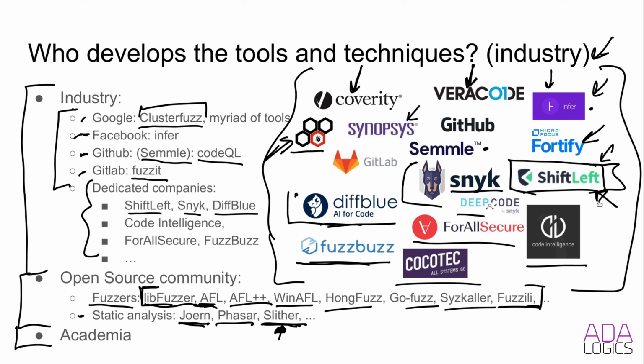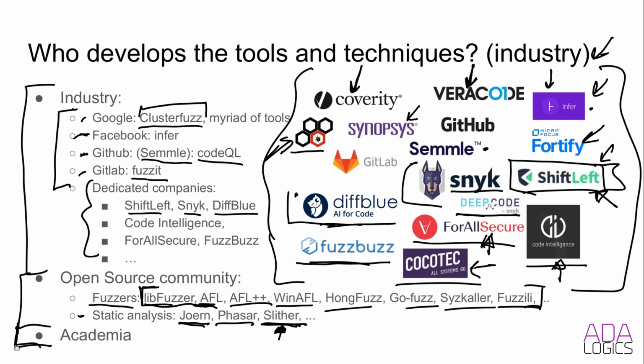I think also the technology behind Shift Left came from academia. And I think Deep Code also originated from ETH Zurich. And I believe many of the founders of Code Intelligence also worked a lot in academic program analysis before starting this company. I think also for All Secure, the ideas and concepts developed for this company also originated from academia. Cocotech is also academic. And I think just in general, there's a huge amount of academic development in automated security analysis. And sometimes this transitions into industry as well.